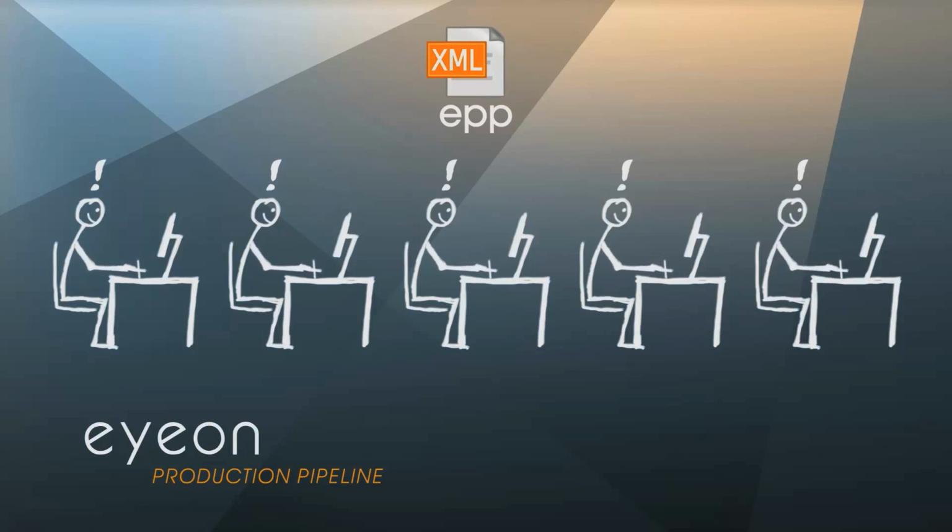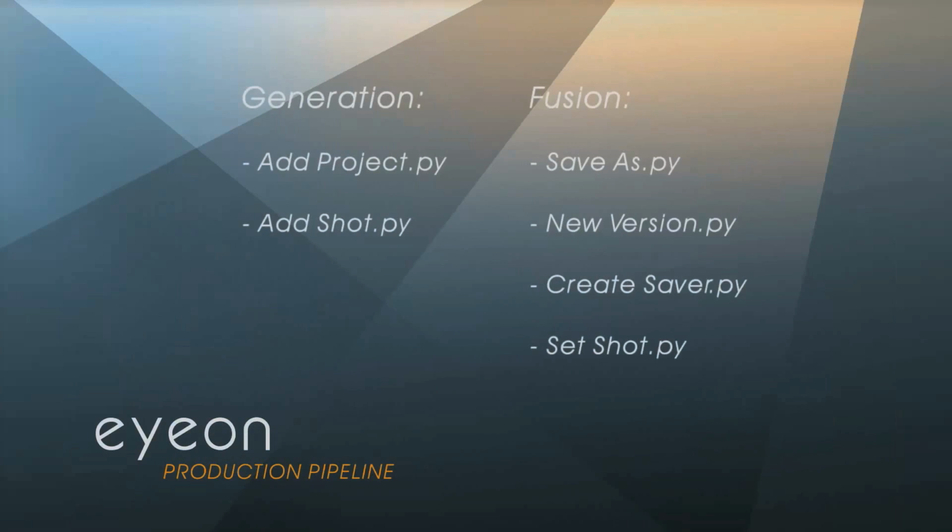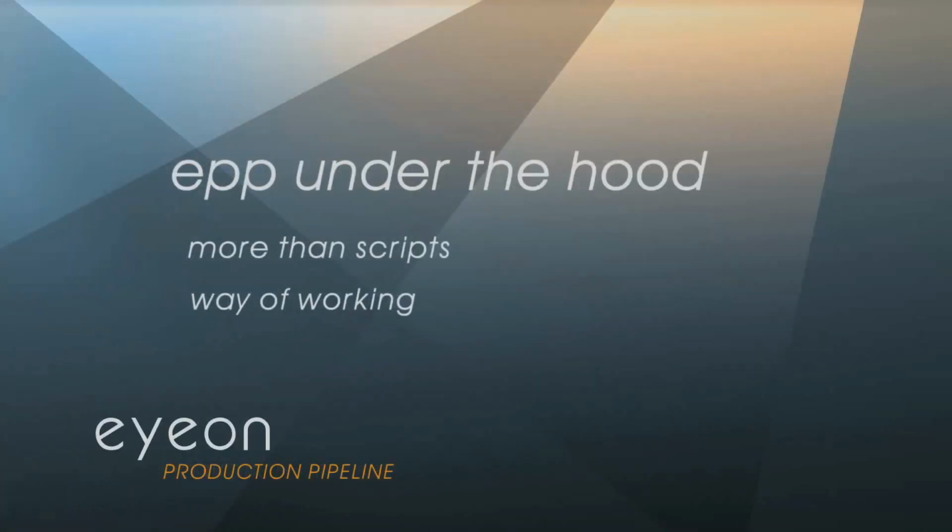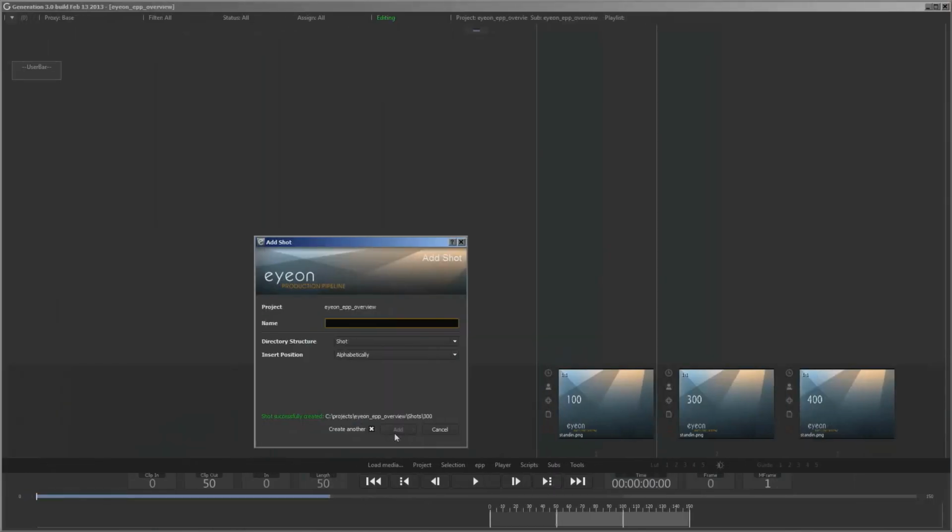small or medium-sized studios. The Ion production pipeline includes a suite of scripts that provides a flexible and easy production experience. Fusion and Generation are combined to manage your projects based on your conventions. So what is under the hood? EPP is more than a collection of Python scripts that manages your file system for projects. It is a way of working that takes advantage of today's technology to provide faster, more efficient results.